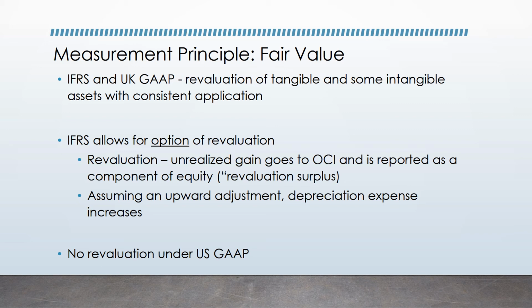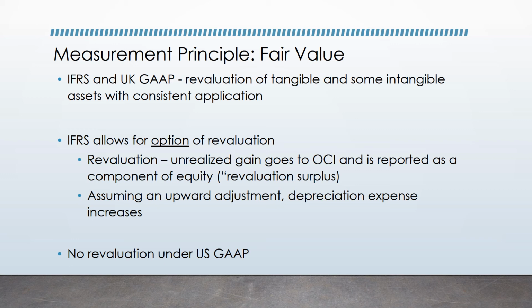So under IFRS and UK GAAP, they use fair value much more readily than US GAAP. One of the big differences, if you were looking at an IFRS balance sheet and a US company balance sheet, is you'd want to look at whether or not the IFRS company had revalued some of their tangible or intangible assets. So IFRS allows for the option of revaluation, which basically means at any given financial statement date, they can choose to adjust things like property, plant, and equipment to fair value. So if we adjust something upwards or downwards, we're going to have an unrealized gain or loss. And those unrealized gains and losses under IFRS go to OCI and are reported as a component of equity known as revaluation surplus.